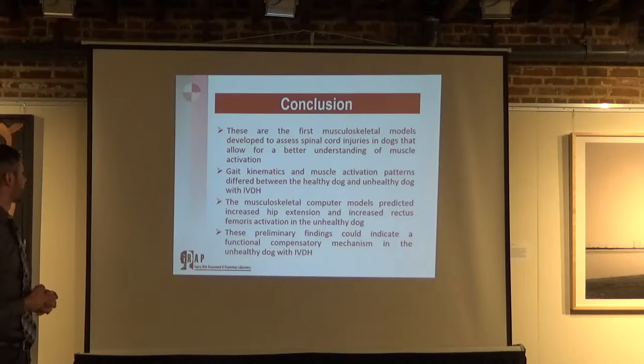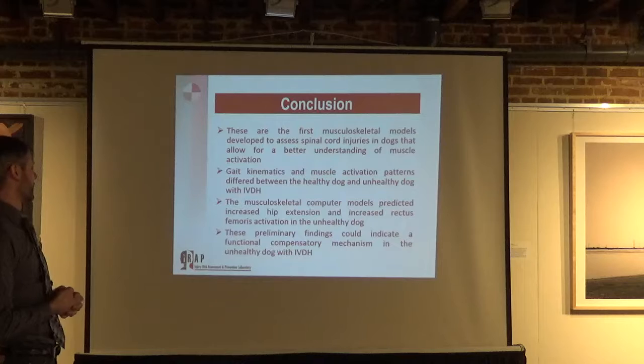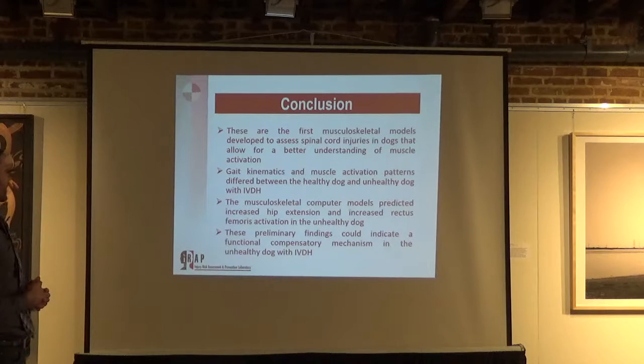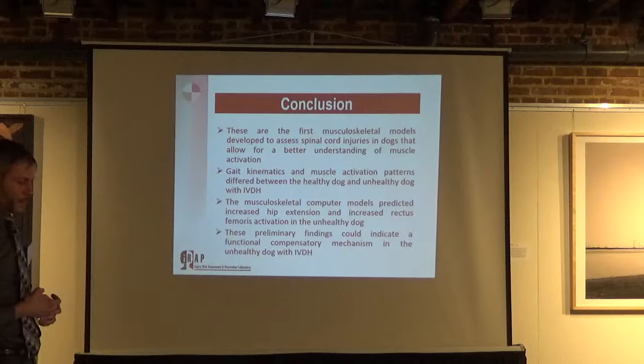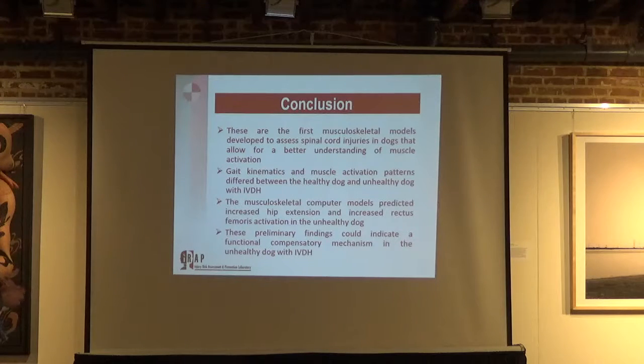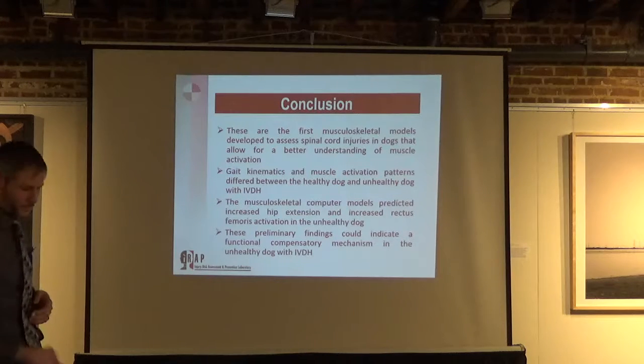In conclusion, these are the first musculoskeletal models developed to assess spinal cord injuries in dogs that allow for a better understanding of muscle activation. The gait kinematics and muscle activation patterns differed between the healthy dog and unhealthy dog. Musculoskeletal computer models predicted increased hip extension and increased rectus femoris activation in the unhealthy dog. And finally, these preliminary findings could indicate a functional compensatory mechanism in the unhealthy dog with IVDH.